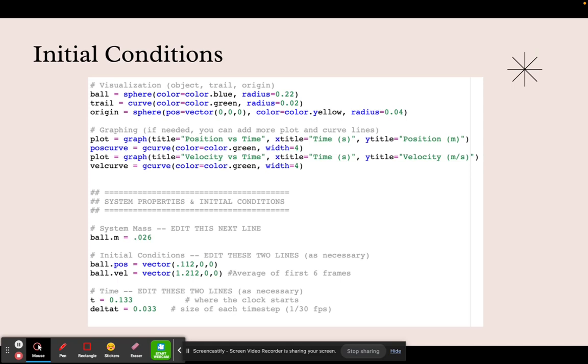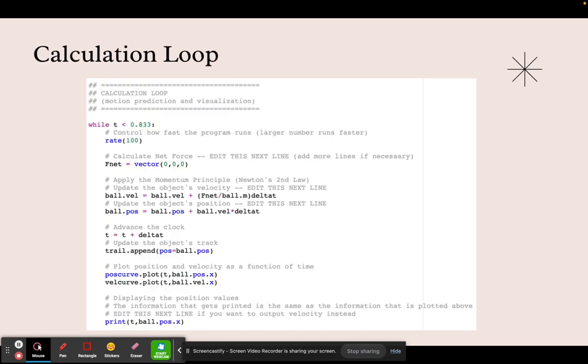Here I inputted the initial position and velocity that we found using our Tracker data. I also inputted the mass of the pickleball, initial time, and set delta t to 1 over 30 since the video was at 30 frames per second. Let's look at our calculation loop. Here, I set t to less than 0.833 seconds during our while loop because the final time of the ball when it stops its constant velocity motion was 0.833 seconds.